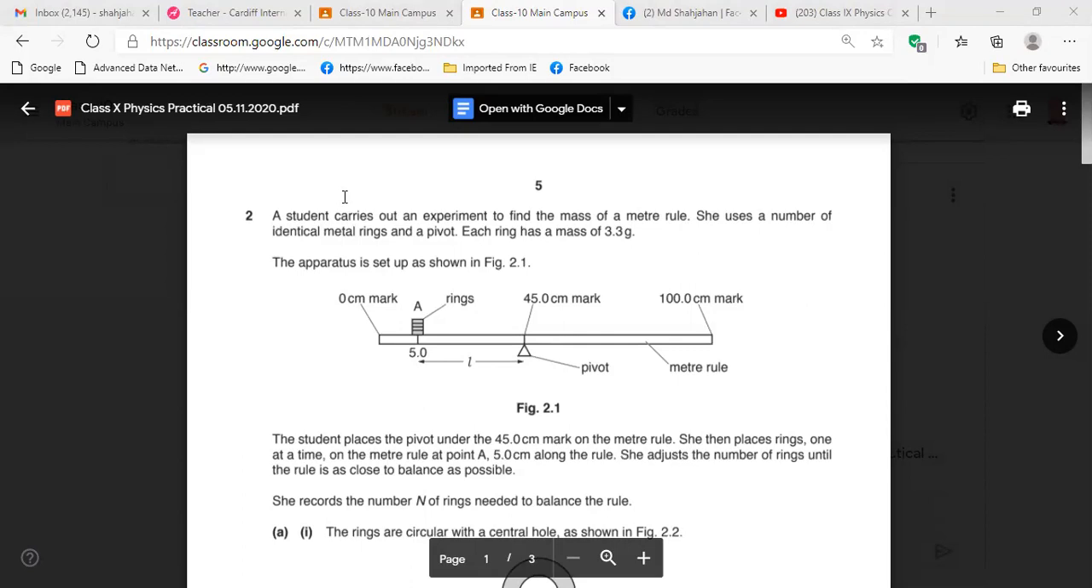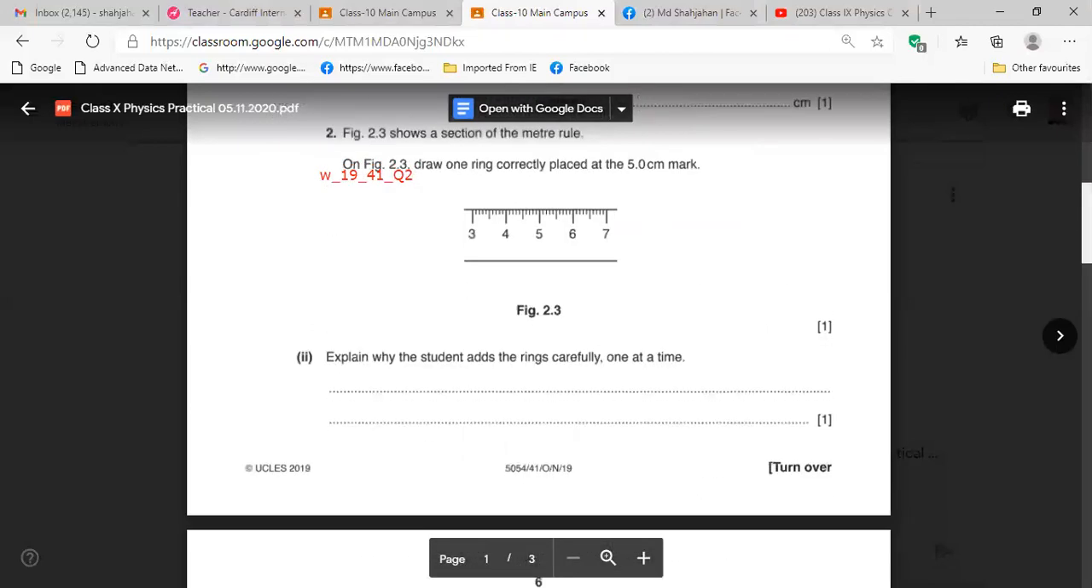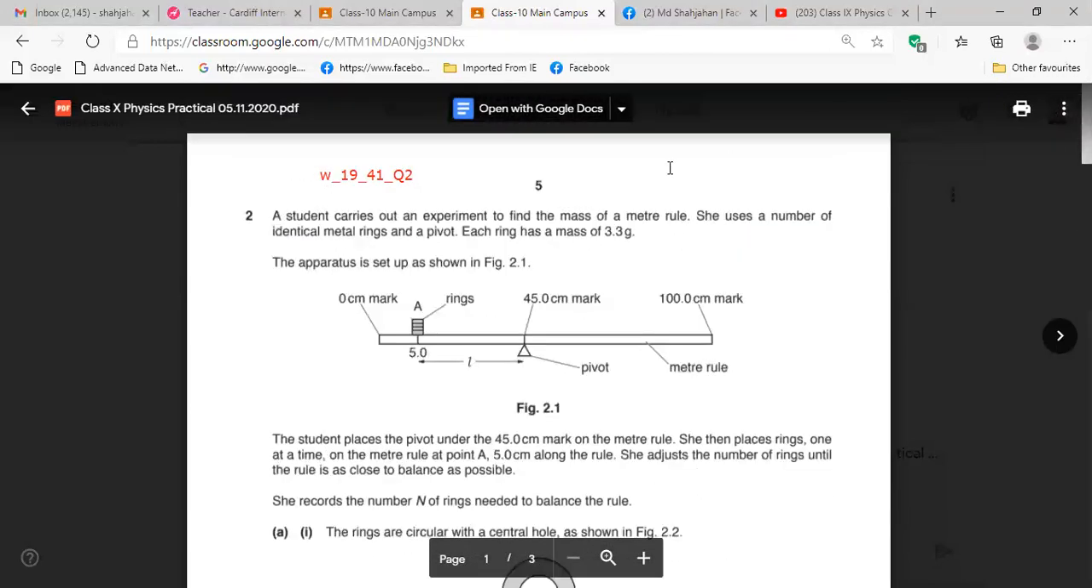So it is from which year? 2019 October November, Winter, 4-1, right? Isn't it? Question 2. Question 2, you write this here. So is it 4-1, right? Yes, 4-1.